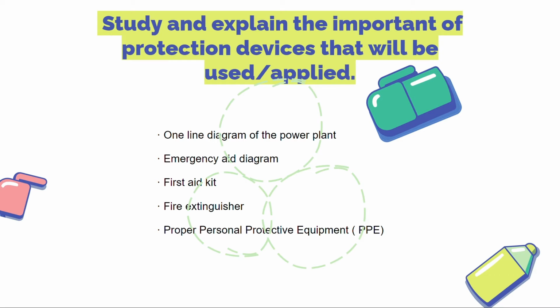Hello, my name is Aishwarya Rajendran. My matric number is CN190226. So now I'll be explaining and studying the importance of protection devices that will be used in a hydropower system. The protection devices that we have chosen to use are a one line diagram for the power plant, emergency aid diagram, first aid kit, fire extinguisher, and proper personal protective equipment (PPE).